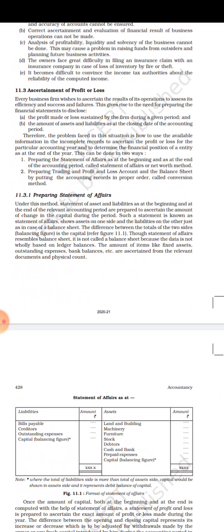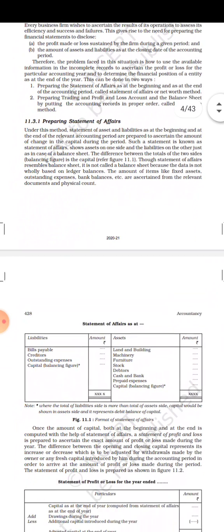Though statement of affairs resembles balance sheet, it is not called a balance sheet because the data is not only based on ledger balances. The amount of items like fixed assets, outstanding expenses, bank balances, etc. are ascertained from the relevant documents and physical counts.